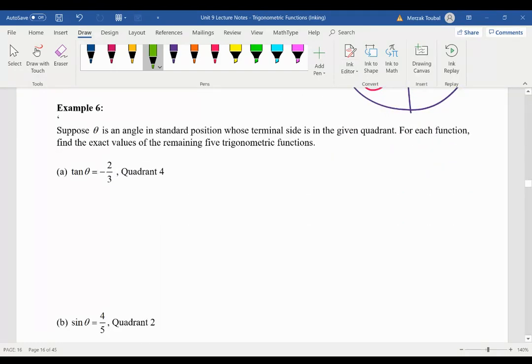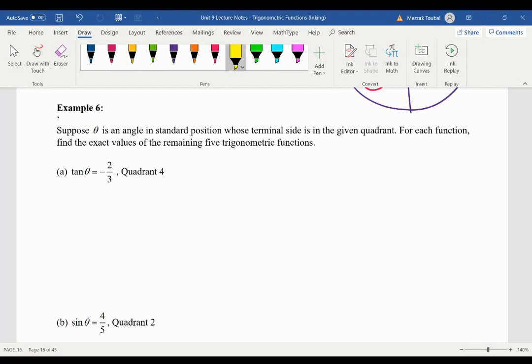Example 6. Suppose theta is an angle in standard position. That means its initial side is the positive x-axis, and the terminal side starts rotating from the initial side. Suppose theta is an angle in standard position whose terminal side is in the given quadrant. For each function, find the exact values of the remaining five trig functions.